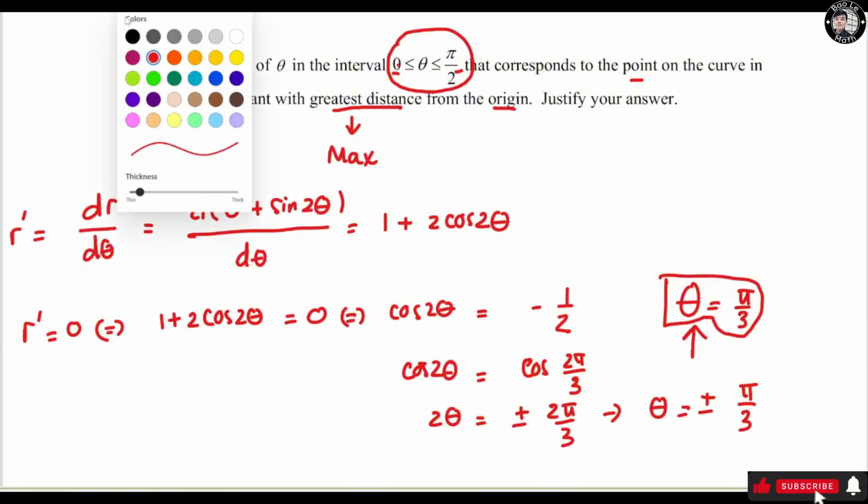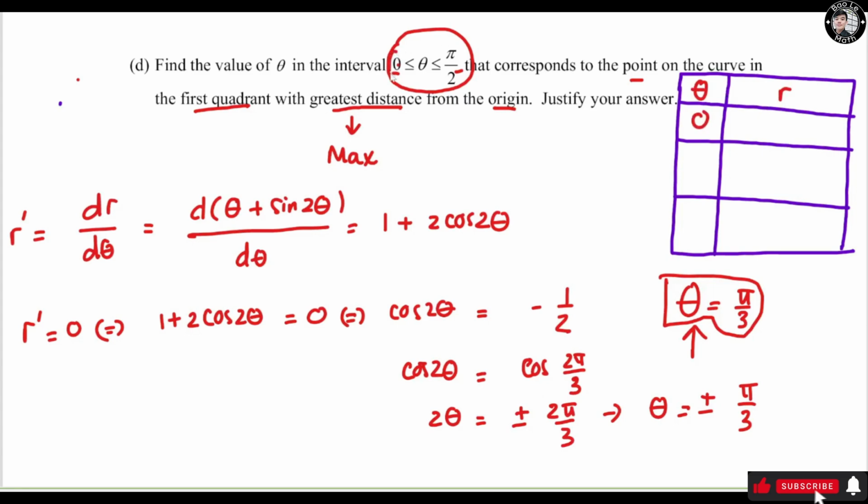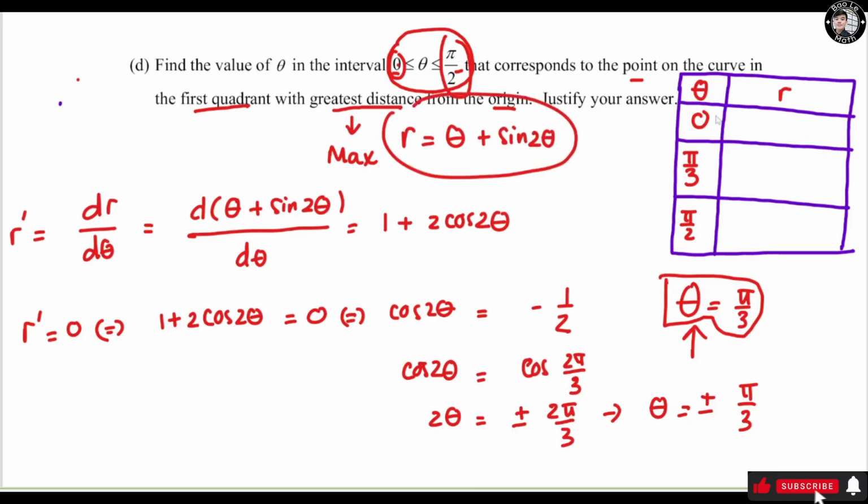Now we're going to use the candidate test. So we're going to sketch the table. Theta equals 0. It's going to be this value, right? Theta equals pi over 2. It's going to be the ending value right here. And theta equals pi over 3. This one is the critical number, right? Now substitute these three guys into the equation r equals theta plus sine 2 theta, right? So theta equals 0 is going to be 0, right? Theta equals pi over 3 is going to be pi over 3 plus sine 2 pi over 3, right?